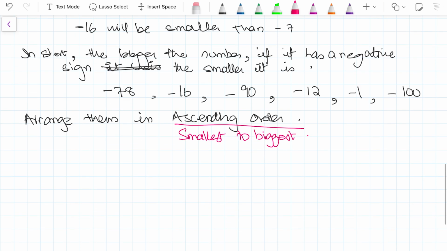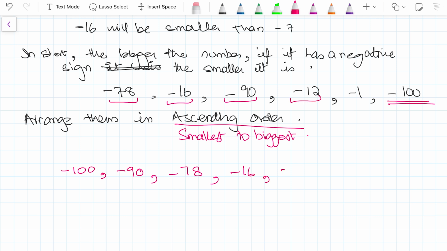How will you rearrange? The biggest number is 100 but with a negative sign. It means it's the smallest number. Next is going to be a minus 90. Next is a minus 78. Minus 16. Minus 12. Minus 1. So this is that you're going from smallest to the biggest number.